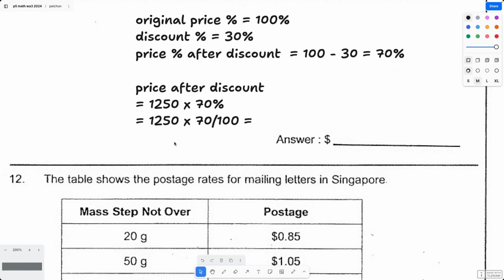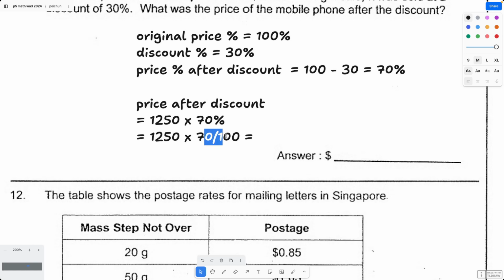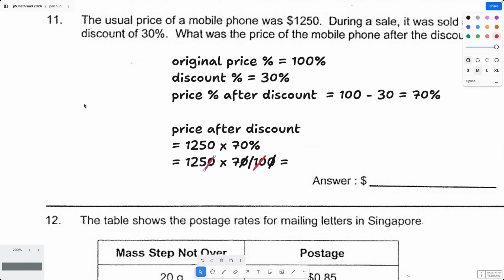All right, so basically we can do this. 70 divided by 100. We can cancel this out. You can cancel 70, cancel 0, then cancel this. And then we also can cancel 10. So let me put a red one. I'm going to put this here, cancel 10, and then cancel the 0. So that means we can just have 125 times 70, 125 times 7. Okay, so let's do the workings for that.